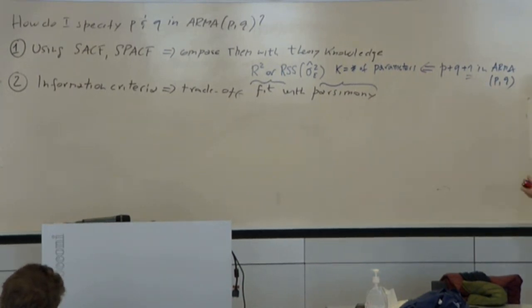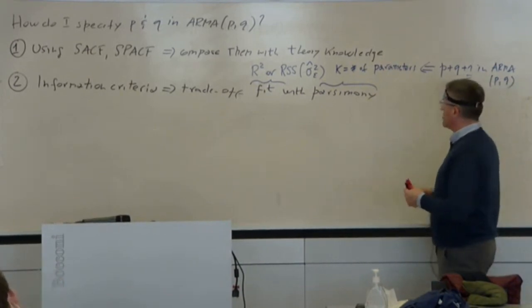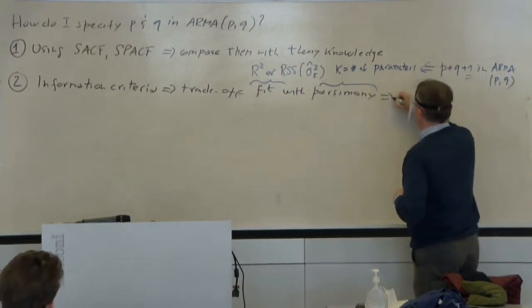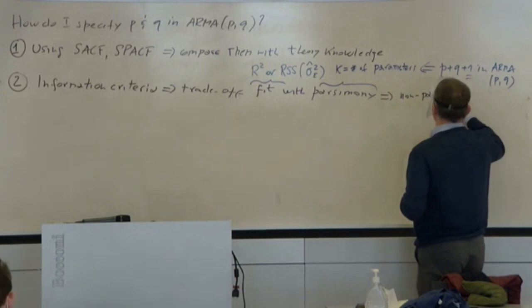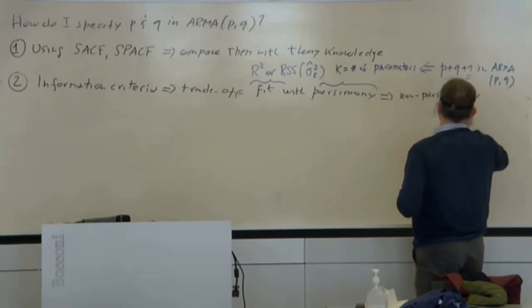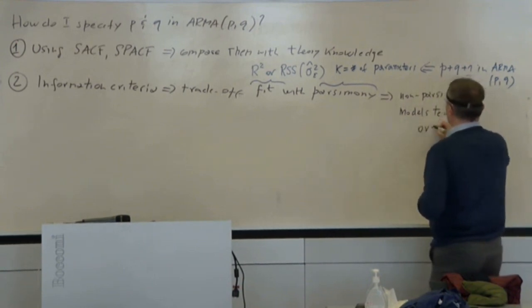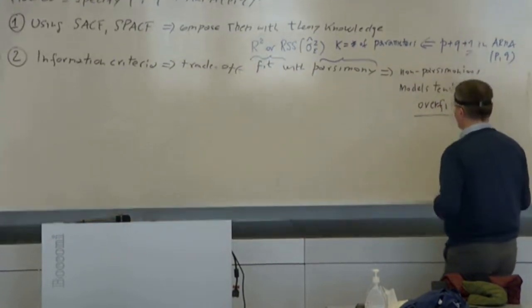Now, why do we care for parsimony? Here in black: the idea is that non-parsimonious models tend to overfit the data. And overfit is bad. Picture of overfitting.